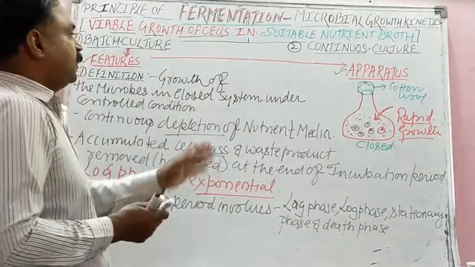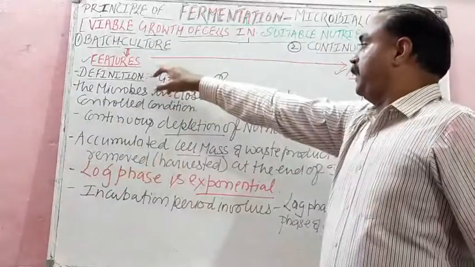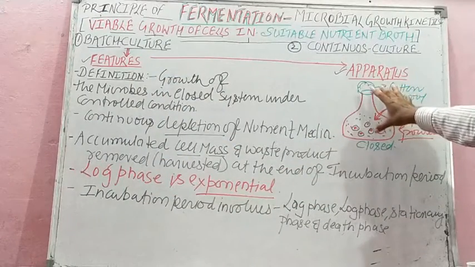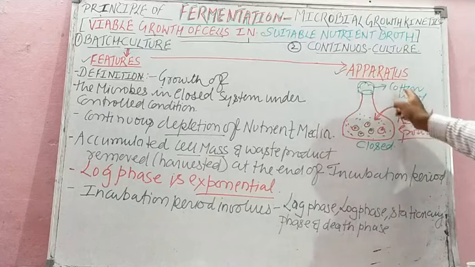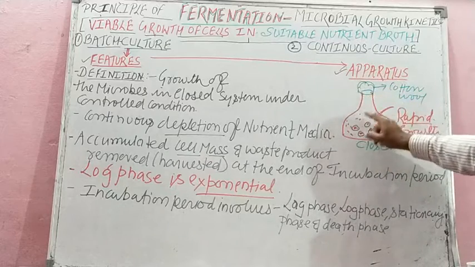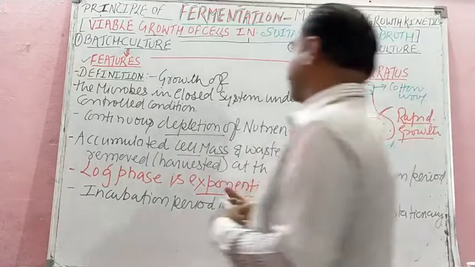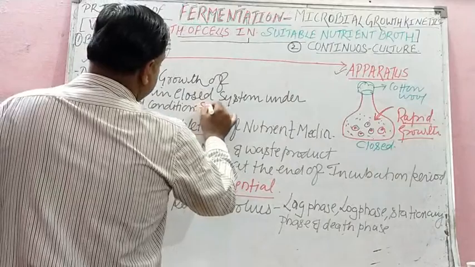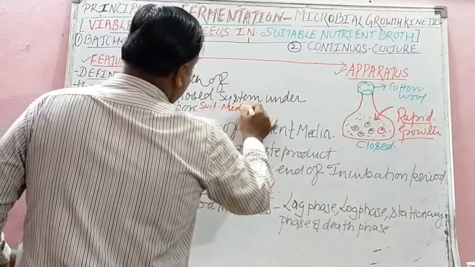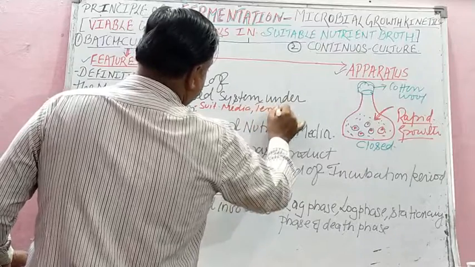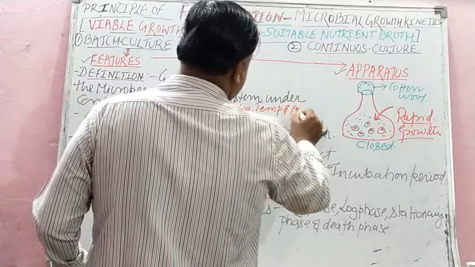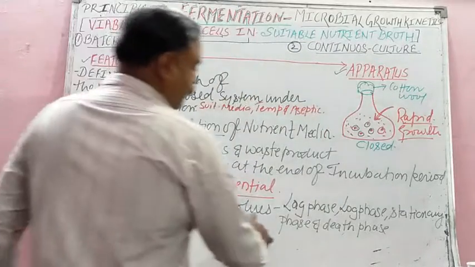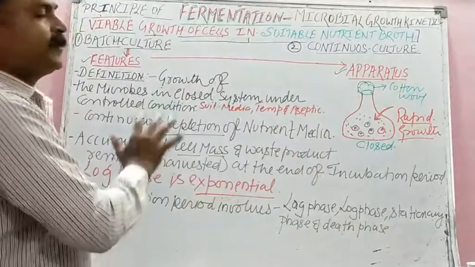I will explain you. So here we have studied two things, batch culture definition and these 3-4 features, and this is the apparatus. How do we define batch culture? Growth of the microbial culture in a closed system under controlled conditions. And what are those three controlled conditions? Suitable media, suitable temperature and aseptic condition. Now in the next topic we are going to study these phases in the form of a graphical representation.